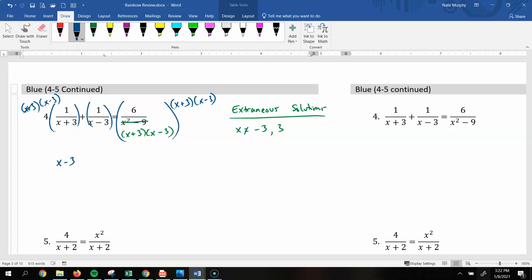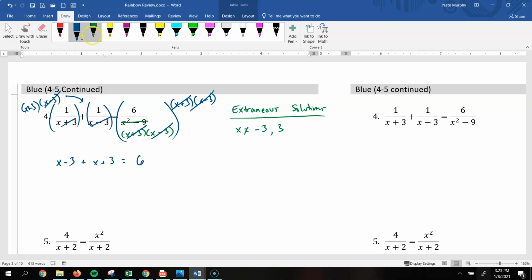And then we're going to multiply that same x plus 3 and x minus 3 times the second fraction. And when we do that, this x minus 3 cancels out that x minus 3 to leave us with the x plus 3 times 1, which would just be x plus 3. And the denominators, remember, are canceled out. They're gone. And then on the right side, this x plus 3 and x plus 3 cancel out, leaving us with just 6 on the right.